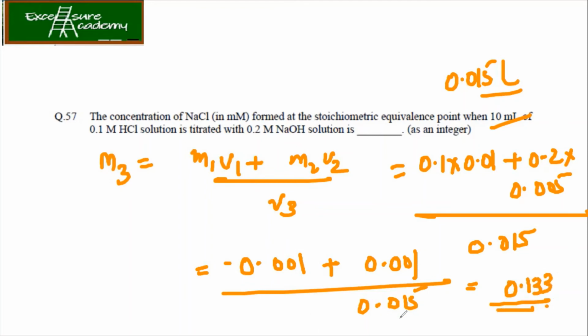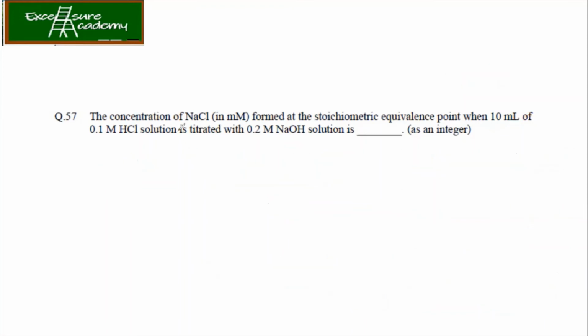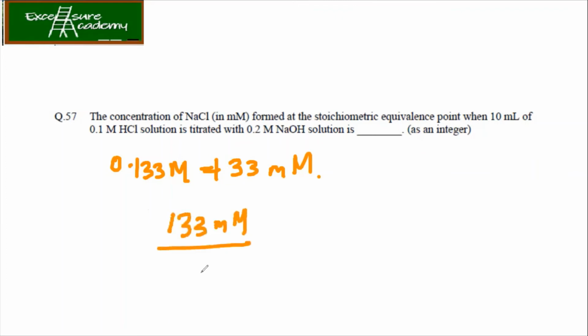Now that is in molarity, so you need to convert that into millimolar. 0.133 molar is nothing but 133 millimolar. Now we have got two products, so here we have got the NaCl also. For NaCl, we are going to get half the value of this. So 133 millimolar by 2, you are going to get 66.5 millimolar. That's how you're going to solve it.